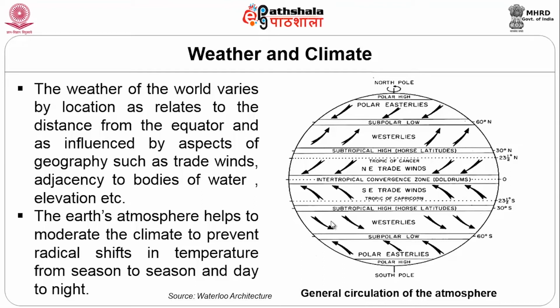All of these are factors that decide the climate of a place. The Earth's atmosphere helps to moderate the climate to prevent radical shifts in temperature from season to season and day to night. So we have a general perception that around the equator we have an equatorial region, then a tropical region, then the polar Arctic region. We have temperate, we have divided ourselves based on our climate. We know the different climates that exist.